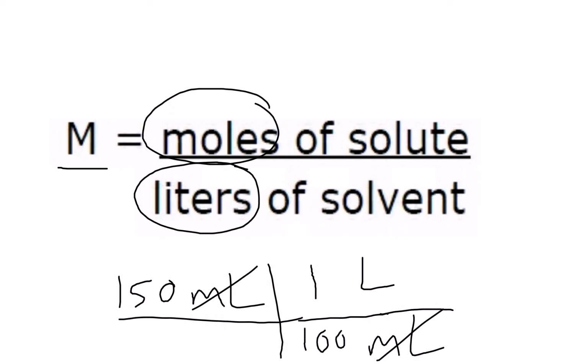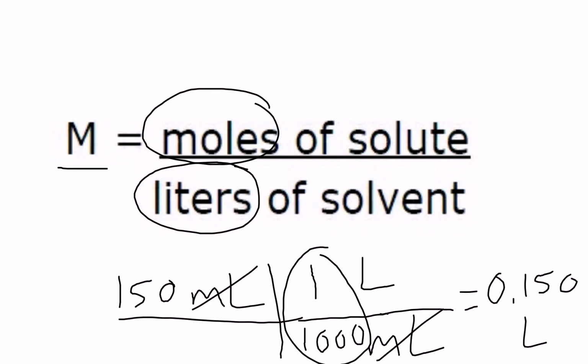So 1,000, because milli is 10 to the minus third. 1 over 1,000 is the same as 10 to the minus third. So if you did that, it would come out to 0.150 liters. And the milliliters cancel out. So it's important. Molarity is moles of solute over liters of solvent.